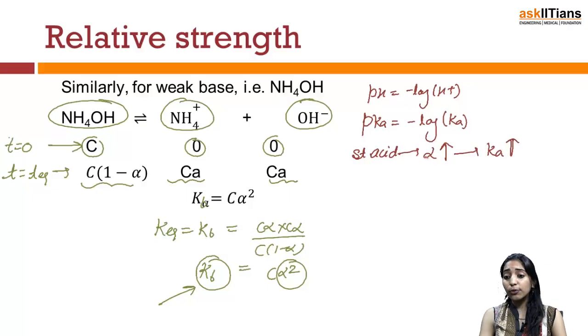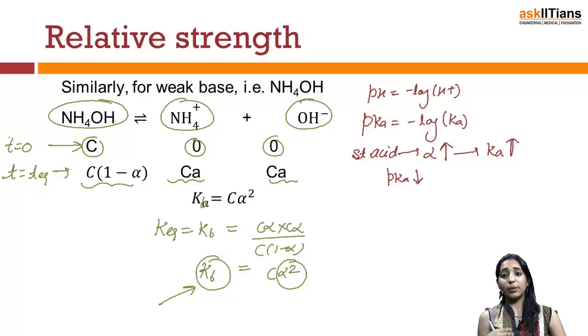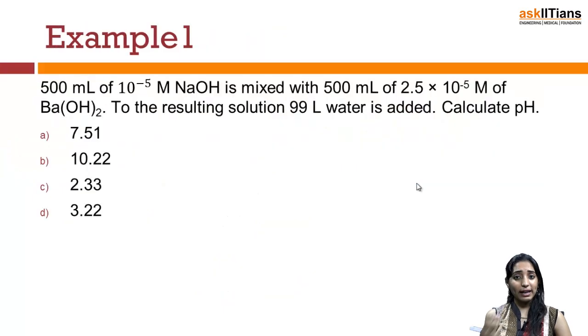If alpha is more, that means Ka will be more. And if Ka is more, we can say that the pKa will have a lesser value. So a strong acid will be found to have a low value of pKa and a weak acid will be found to have a high value of pKa. So now let's discuss some more examples over this topic so that the topic becomes more clear and will be helpful to us in solving the questions.